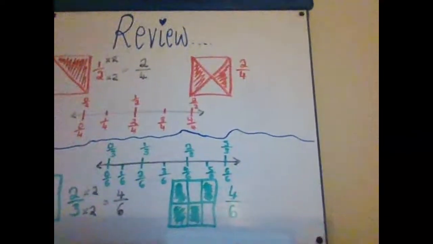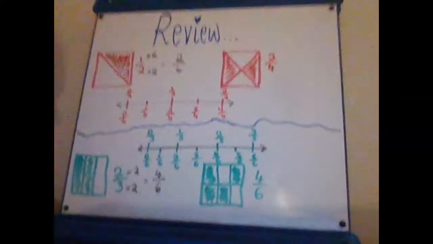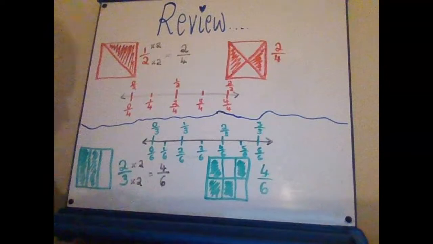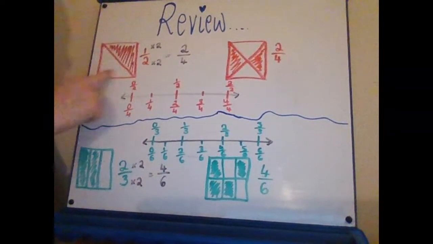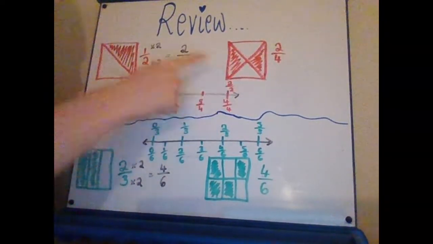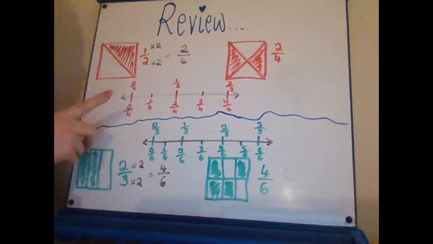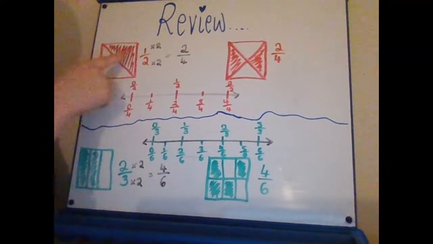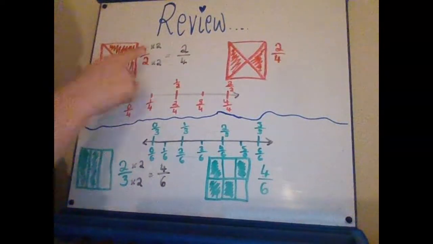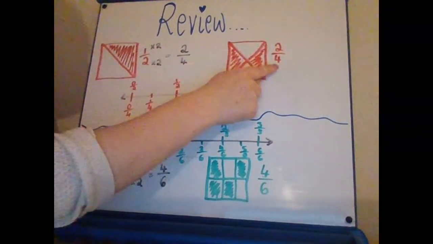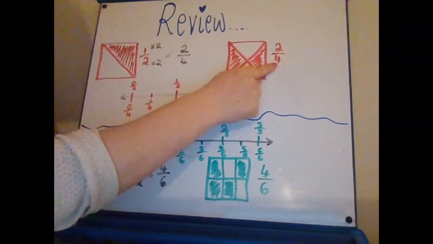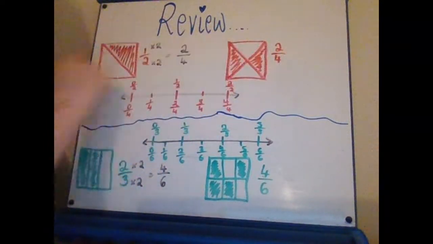Let's have a review up here of our lesson from Friday. Okay, so I have two examples up here. I have this red and this red shape here. They're both just one whole and they're equal size. Okay, one half is shaded here, one part is shaded out of the two equal parts. Over here we have 2/4. Four equal parts, two of them are shaded.